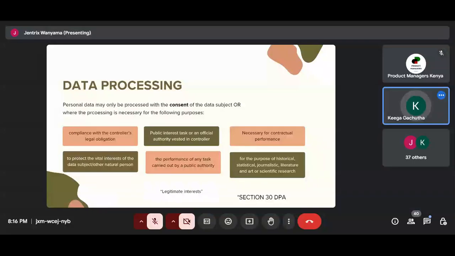The other is contractual performance. Where you've entered into contracts with the users or your data subjects, there are certain scenarios that are going to require you to collect and process information. So that's also going to be a valid reason. And lastly, it's for the purpose of historical, statistical, journalistic, literature, art, and scientific purposes.